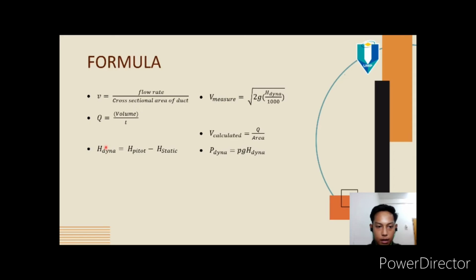The third one here is dynamic head equal to the head pitot minus the head static. Next we have measured velocity equal to the square root of 2 multiplied by gravity multiplied by head dynamic over 1000. The next one is calculated velocity, which is equal to the flow rate over area, and the last one is dynamic pressure, which is equal to rho multiplied by gravity multiplied by the head dynamic.